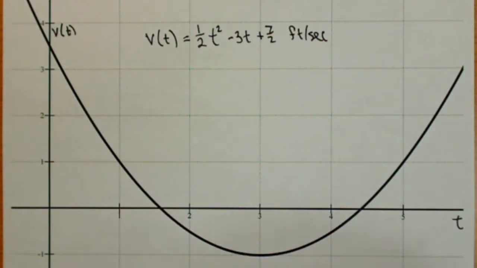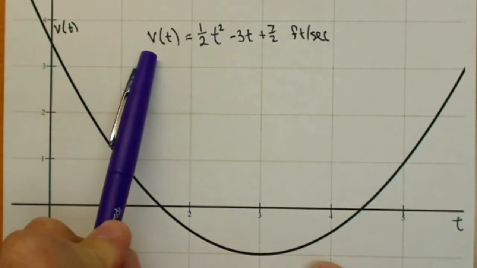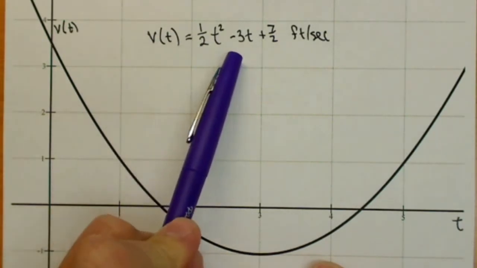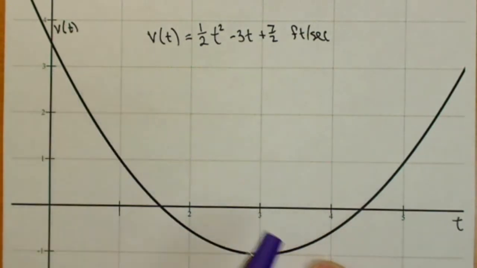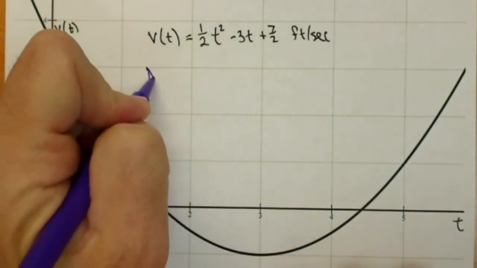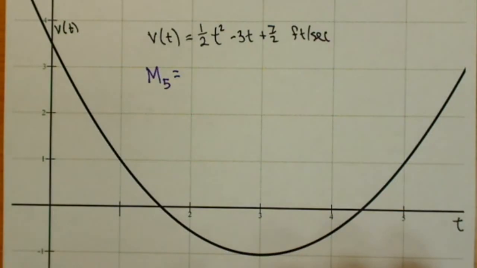So in this video, we're given that the velocity of a person moving in a straight line is v of t equals 1/2 t squared minus 3t plus 7/2 feet per second. So time is in seconds, velocity is in feet per second. And what we're going to do is use the midpoint rule with 5 intervals to see if we can figure out how far this person has traveled.